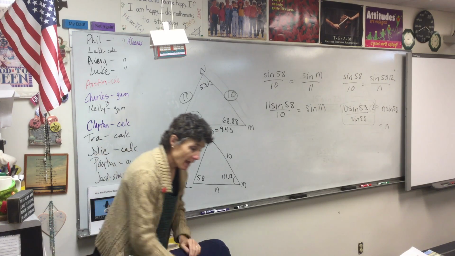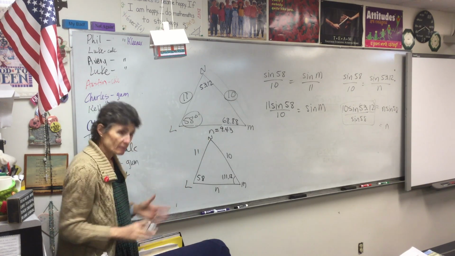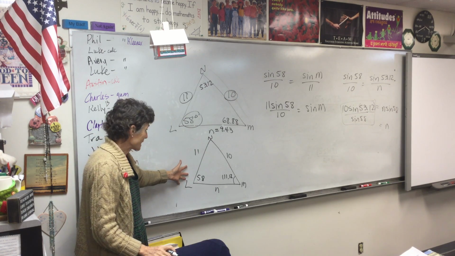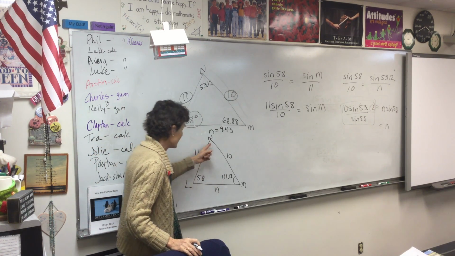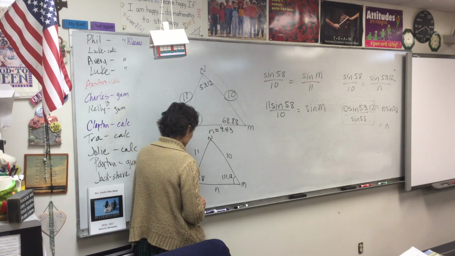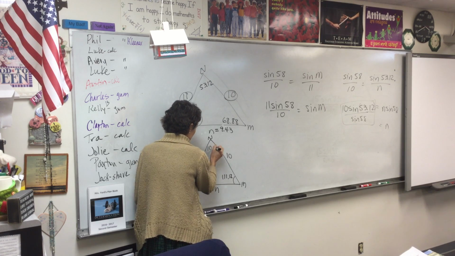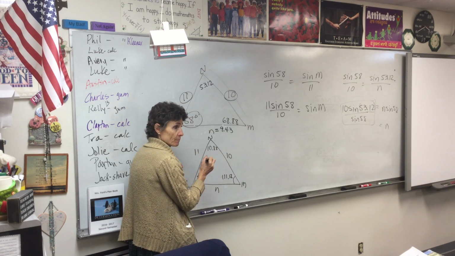All right. Now we have to repeat the process for this triangle. So we're going to do exactly the same thing. We're going to figure out what angle N is. It's going to be small. What is it? 10.88. Is that right? Mm-hmm.